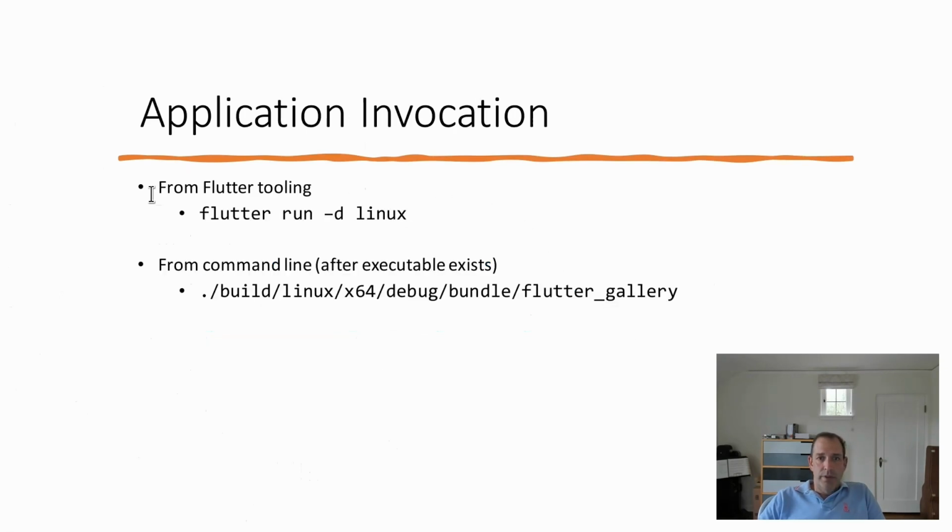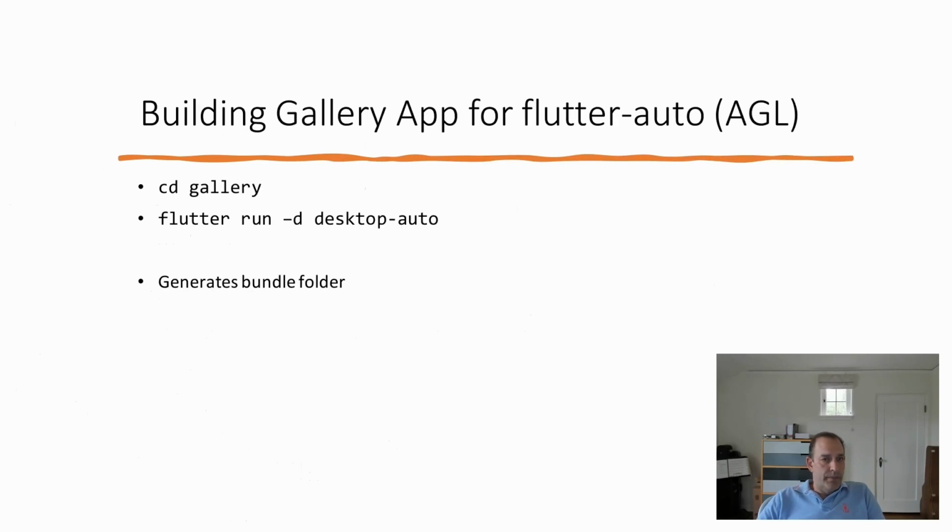So to invoke the Flutter Gallery application, either execute flutter run -d linux, so that will compile it, link it, and then run it. Or if it's already been run and you want to run it separately, you can execute it straight out of the bundle folder, and that is because the RPATH settings allow that. You don't have to export LD_LIBRARY_PATH or anything.